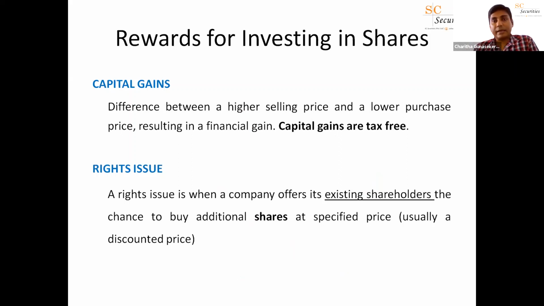So what is a capital gain? Capital gain is simply you buy a particular share at a specified price, and in future you sell the share at a price which is higher than the price which you bought. Very simple, right? So this can be in shares, this can be in land, this can be in gold, this can be in forex, right? Any asset class.